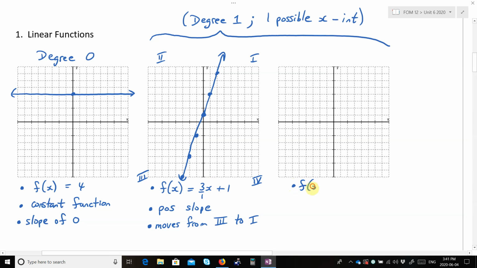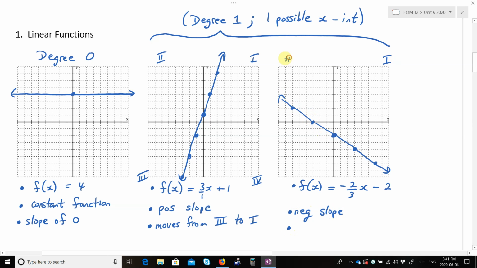Let's do another one like this: f of x equals negative 2/3 x minus 2. That has a y-intercept of negative 2 and a slope of negative 2 over 3. So down 2, 3 to the right, down 2, 3 to the right, or up 2 and 3 left. You can see that this linear function has a negative slope.